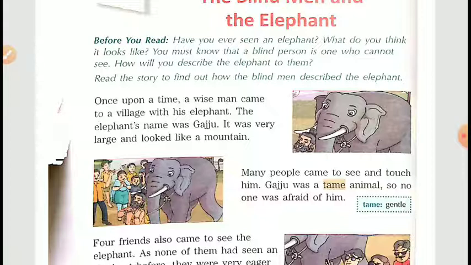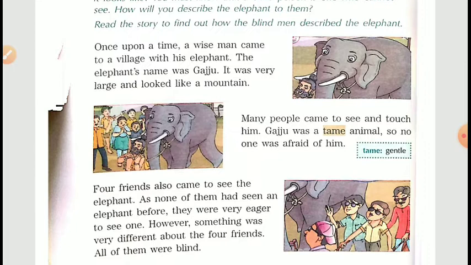As we have seen, an elephant appears like a small mountain because of its huge, large body. Many people came to see and touch him. Gajju was a tame animal, so no one was afraid of him. As he was a tame animal, the wise man, the sage, must have domesticated him.